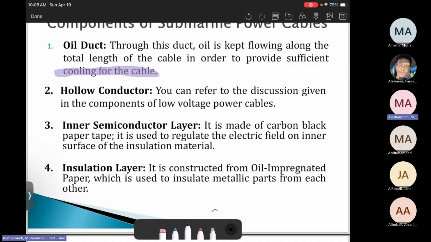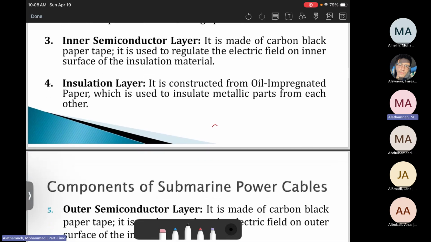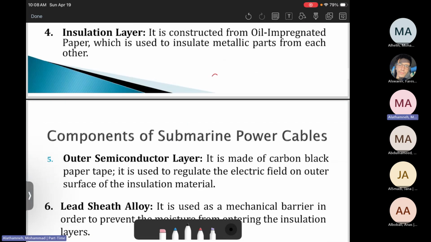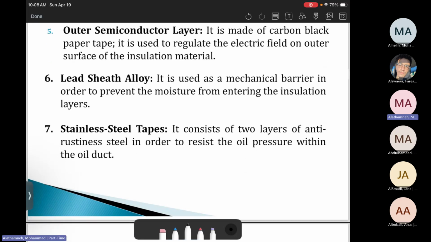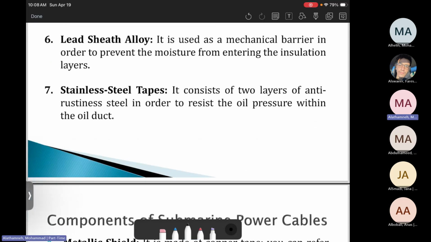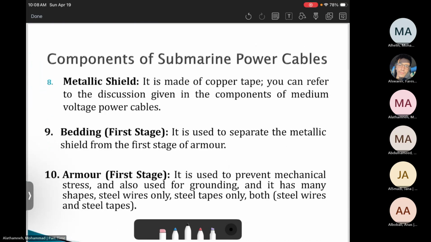The other thing is the hollow conductor, the conductor that provides the power. Then there is the inner semiconductor layer. Then there are insulation layers, the outer semiconductor layer, and the lead sheath alloy, which is a mechanical barrier to prevent moisture and protect the insulation. There are stainless steel tapes, which consist of two layers. Then there is the metallic shield.